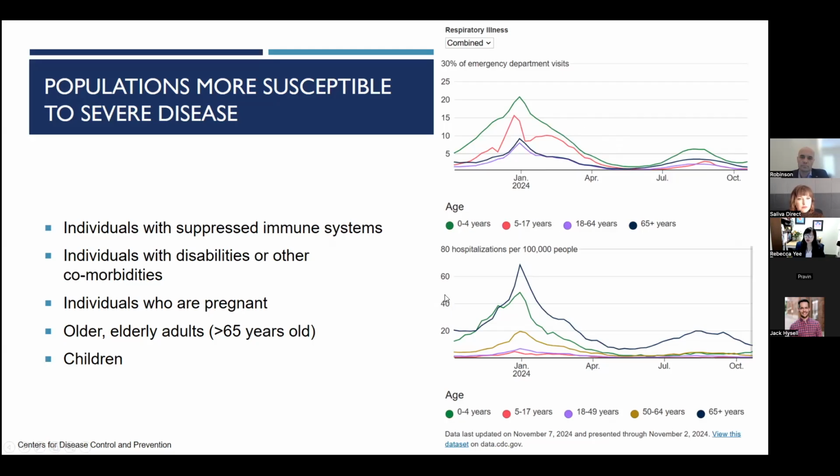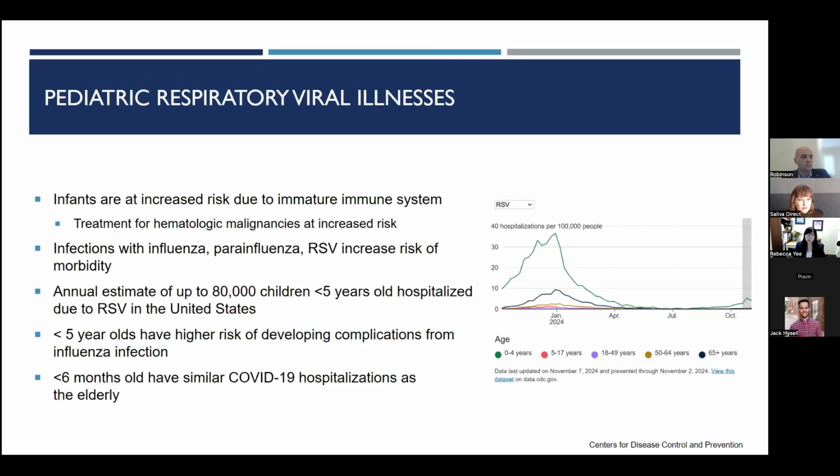On the bottom graph, when we look at the percentage of hospitalizations, you can see that both the elderly and the very young, those who are less than 4 years old, make up a lot of the hospitalizations. That is once again to support the idea that there are populations that are more susceptible. For the premise of the talk today, of course, we're more interested in pediatric populations.